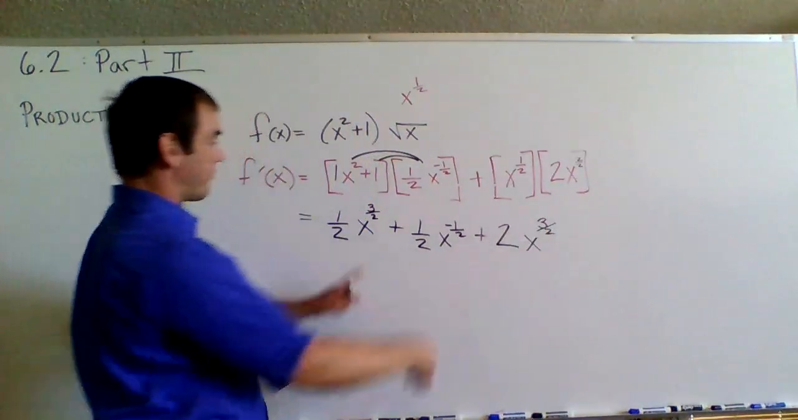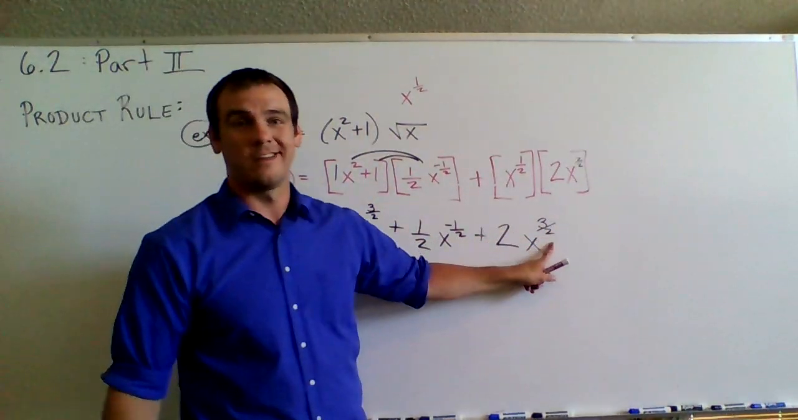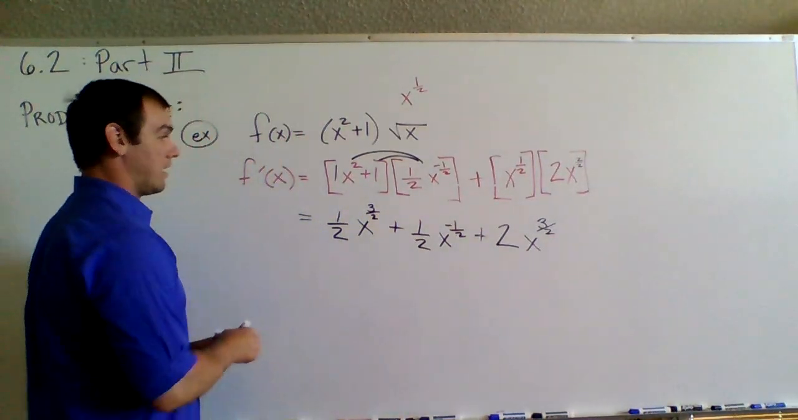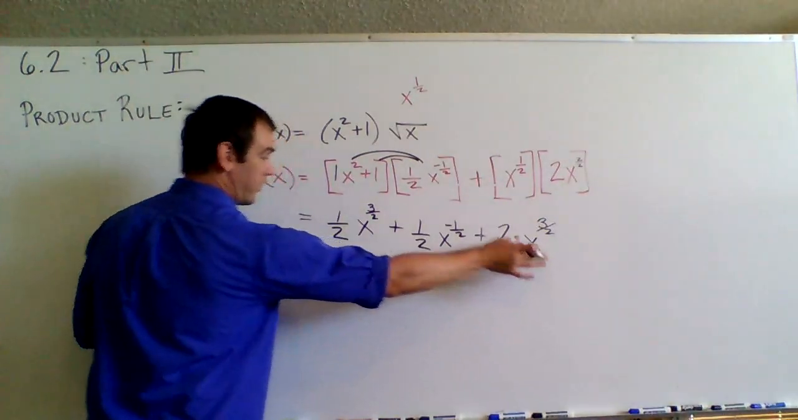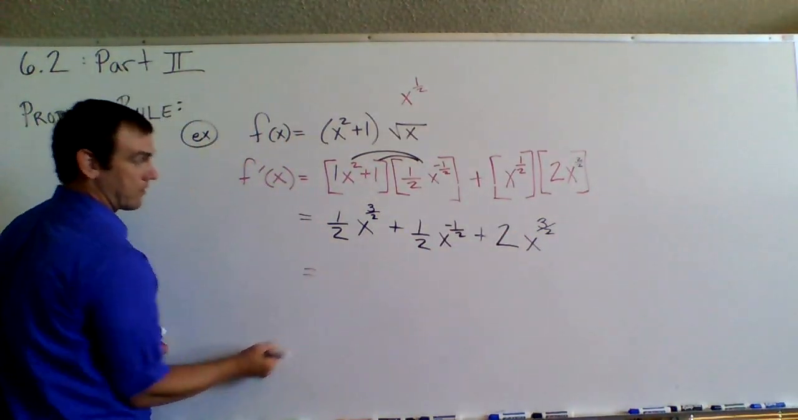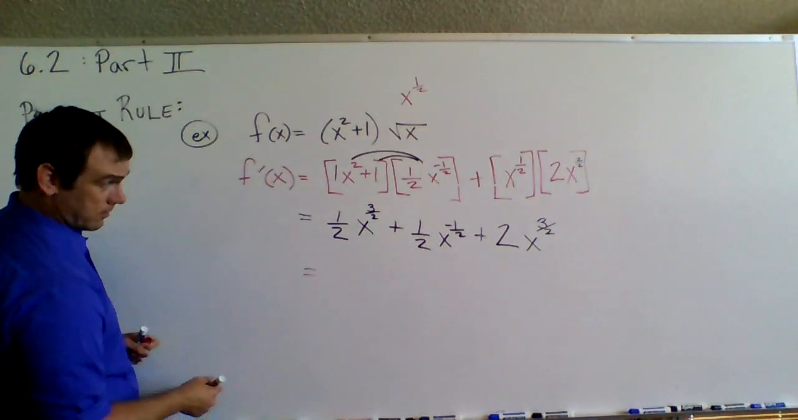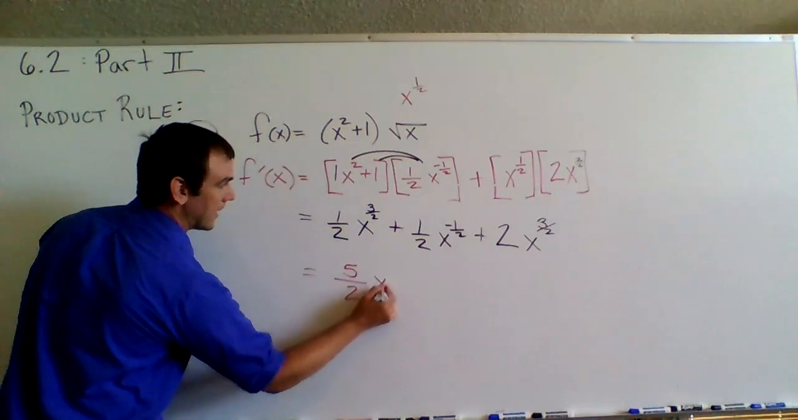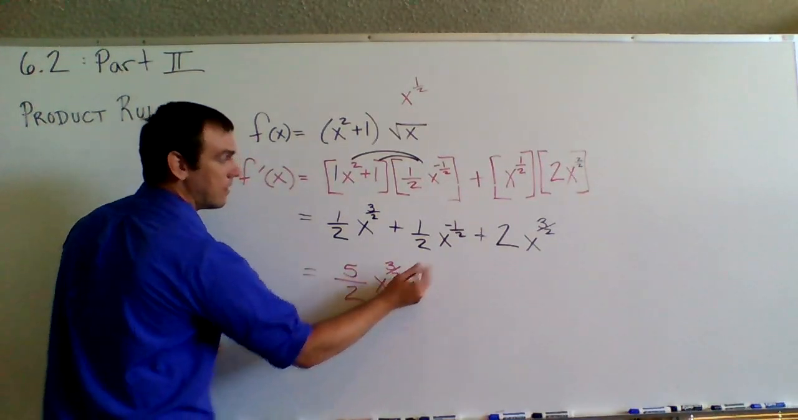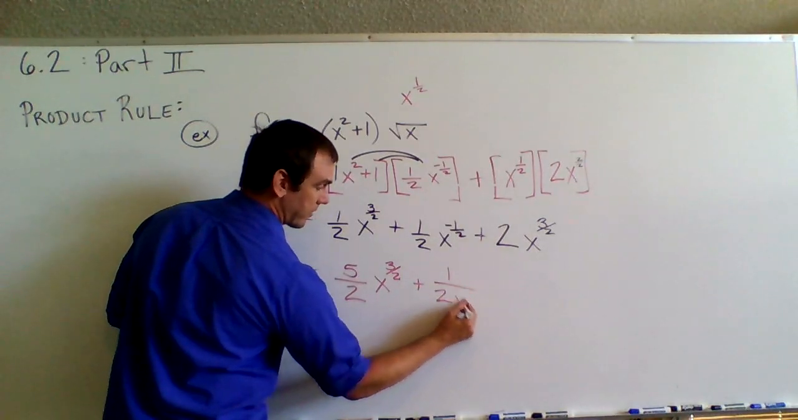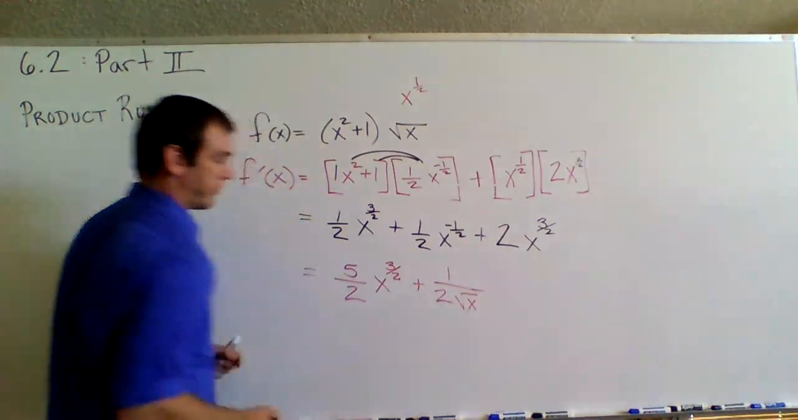Hey, x to the 3 over 2, these are like terms, so we're going to combine them together. So we're going to add these together. 2 plus 1/2 is really going to make 2.5, or 5/2. 5 over 2, x to the 3/2, plus 1 over 2 square roots of x, when I bring that down to my denominator.